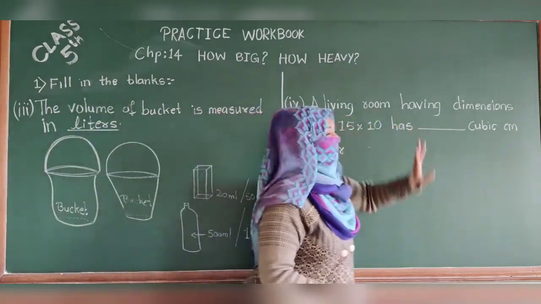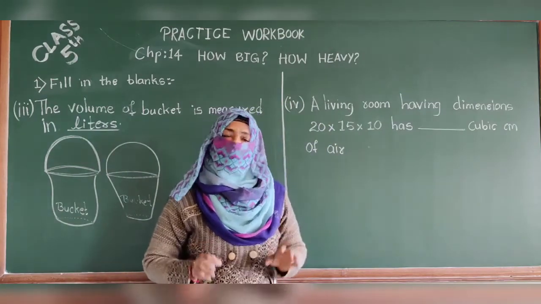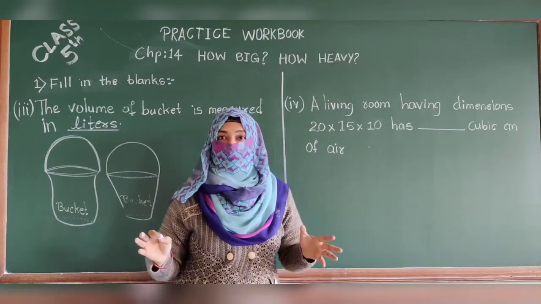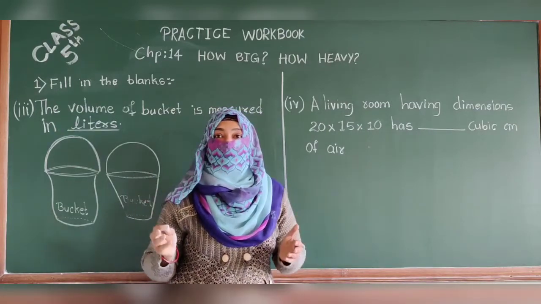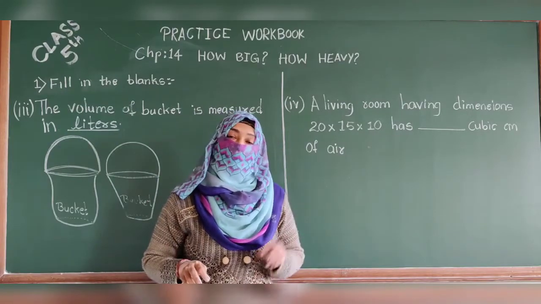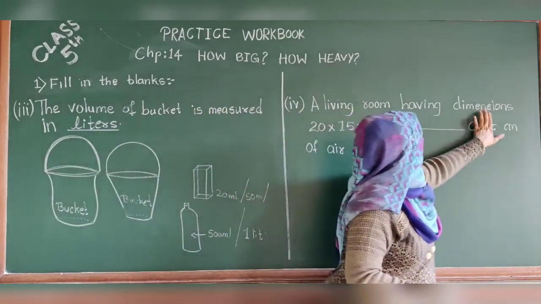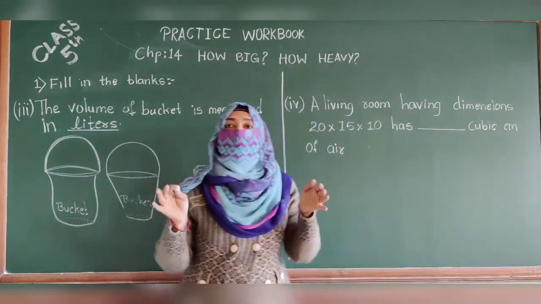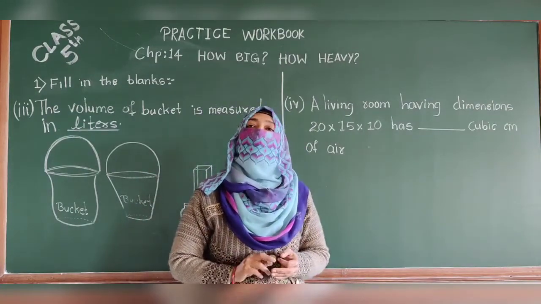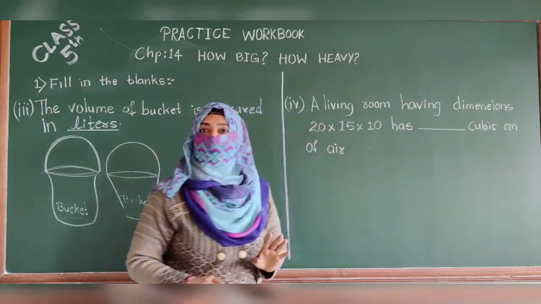A living room. Living room is a room, maybe your hall. Living room is definitely a hall. Your house has one hall where the guests come and sit, right? That is called a living room. That living room is having these dimensions. Now, what does dimensions mean? A combination or the multiples of length, breadth and height. When they are given in the multiple form, they are said to be dimensions.